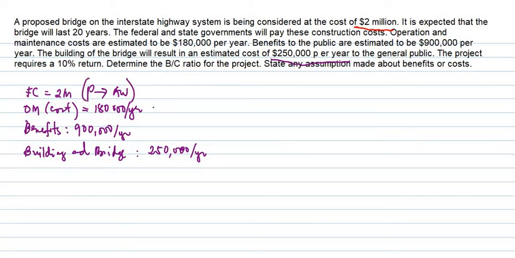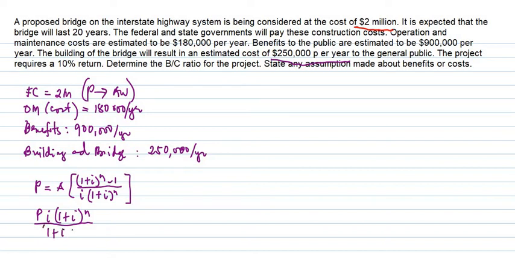Okay, so we have our formula. P is equivalent to A times (1 plus i) raised to n minus 1 over i times (1 plus i) raised to n. So the annuity, or annual worth, A, is equivalent to P times i times (1 plus i) raised to n divided by (1 plus i) raised to n minus 1. Now we have to determine all these values in terms of benefits and costs.